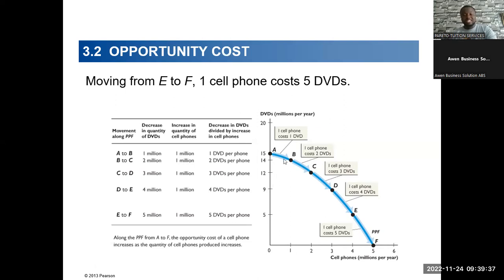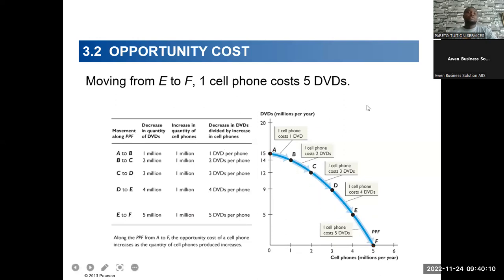So if you are drawing it and you don't draw it like this, it is wrong. It is not a straight line. If you are drawing a PPF and you do this, this is not a PPF, this is just a straight line. And for straight lines, they have the same slope throughout. But the PPF is bowed outward, so that the slope changes as we move down the curve, depicting increasing opportunity cost.